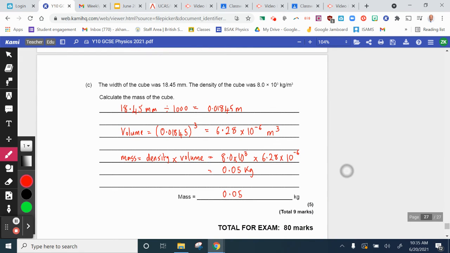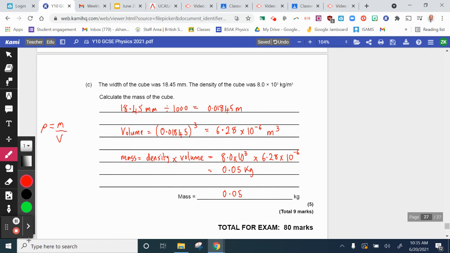Part C, the final question. You've got the cube of width 18.45 millimeters, the density given of 8 times 10 to the 3 kilograms per meter cubed, and you're working out the mass. Okay, so to find the mass, we look at the formula that links mass, the width of the cube, and density. So we have a formula that is density is equal to the mass divided by the volume. We want to work out the mass, so we rearrange this formula.